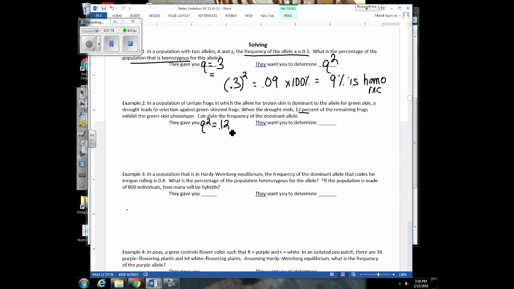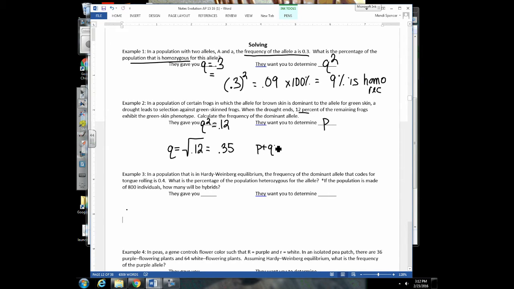So q squared equals 0.12. And they want us to calculate the frequency of the dominant allele. That is p in that equation, p plus q equals 1. Now, if we know q squared equals 0.12, then simply to figure out what q is, we just have to square root 0.12. And that's going to equal 0.35. So q equals 0.35.